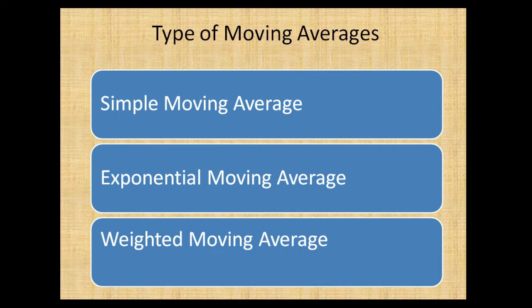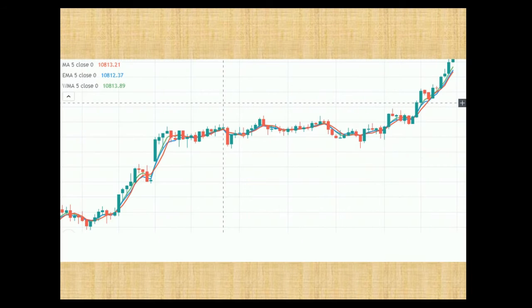So here the types of moving averages are simple moving average, exponential moving average, and weighted moving average. These are the basic types of moving average. Here I have applied them on the 5-minute chart, and you can see the lines here. Basically the lines are moving all along the price, all along the candlesticks. Here you can see the first one is simple moving average, the second one is exponential moving average, and the third one is weighted moving average. All are for a 5-minute time period basically.